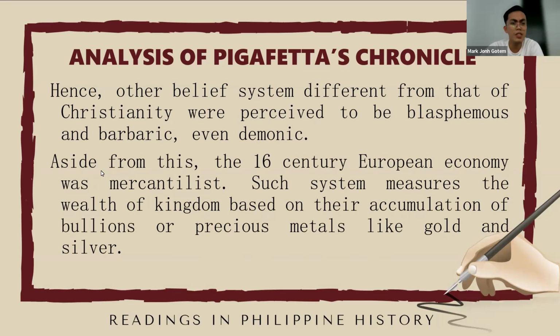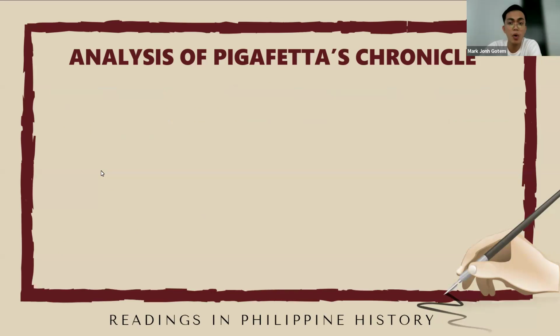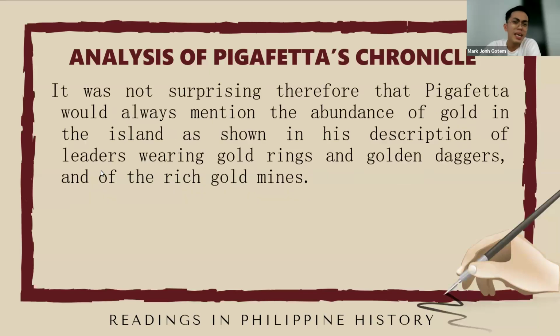Aside from this, the 16th century economy was mercantilist. Such a system measures the wealth of a kingdom based on its accumulation of bullion or precious metals like gold and silver. We can see that the main objectives of colonization were Christianity and trade, that is, to make the kingdom of Spain wealthier. It was not surprising, therefore, that Pigafetta would always mention the abundance of gold in the islands, as shown in his description of the leaders wearing gold rings and golden daggers, and of the rich gold mines.